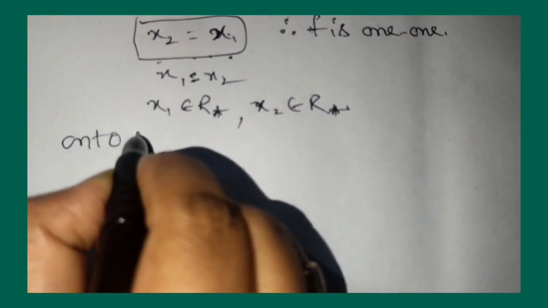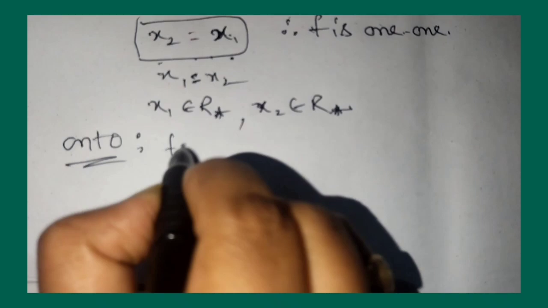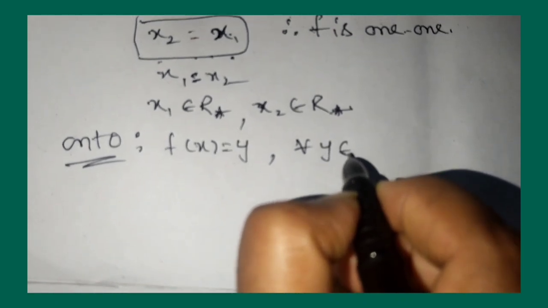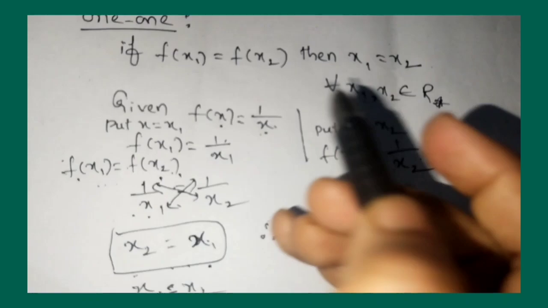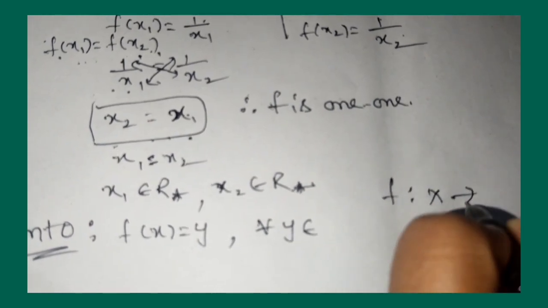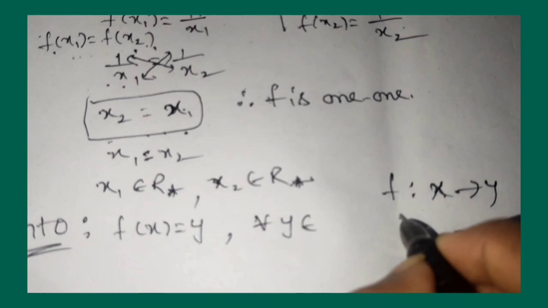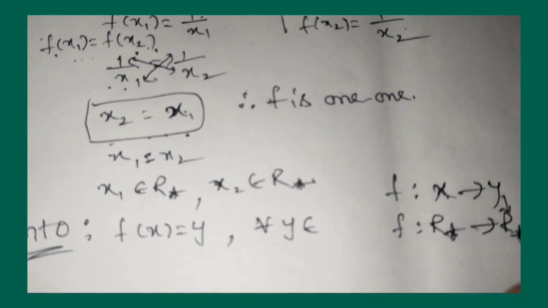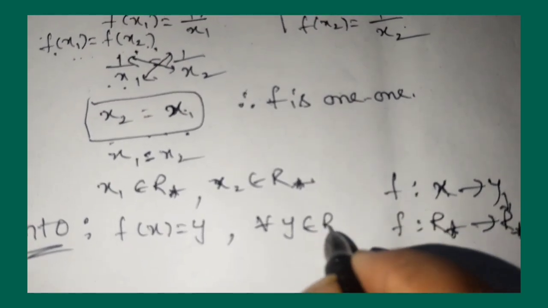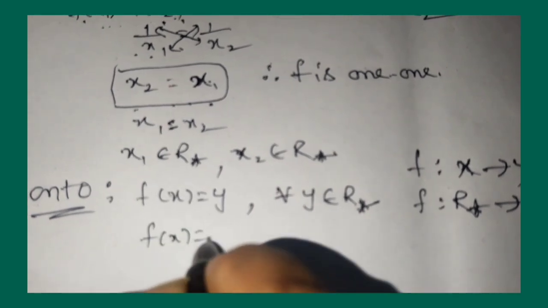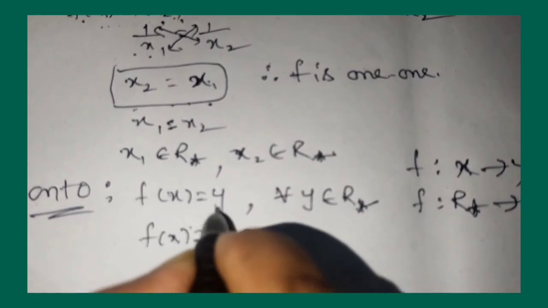Next, onto function. We know the definition: f of x is equal to y, for all y belongs to, what is the output? Y means what? Y means, they gave what is the mapping here. So they gave here f maps x to y. So here f maps non-zero real numbers to non-zero real numbers. So in the place of y we have R star. So y belongs to R star. So I will take here f of x is equal to y. But the given is f of x equals 1 by x. What is the f of x value? Y. Write the y value here. Y is equal to 1 by x.